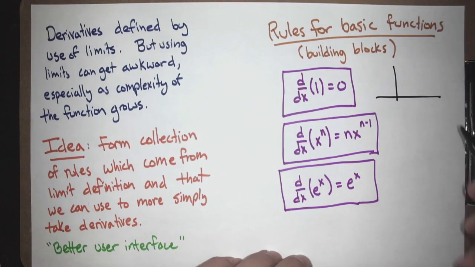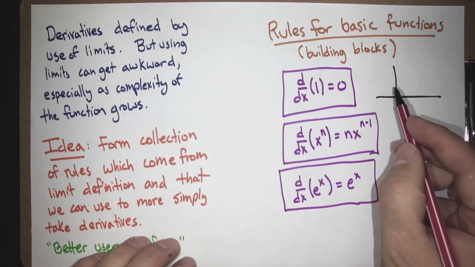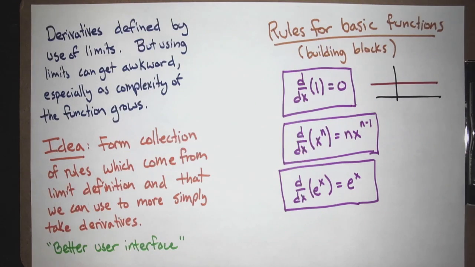Well, let's think about the function 1. What does the function 1 look like? Straight line, right? It's a constant. Now, when we think about derivative, it's saying what? What is derivative measuring? It's measuring slope. Another word, or phrase? Rate of change. Slope's rate of change. How much does 1 change? It doesn't change at all.